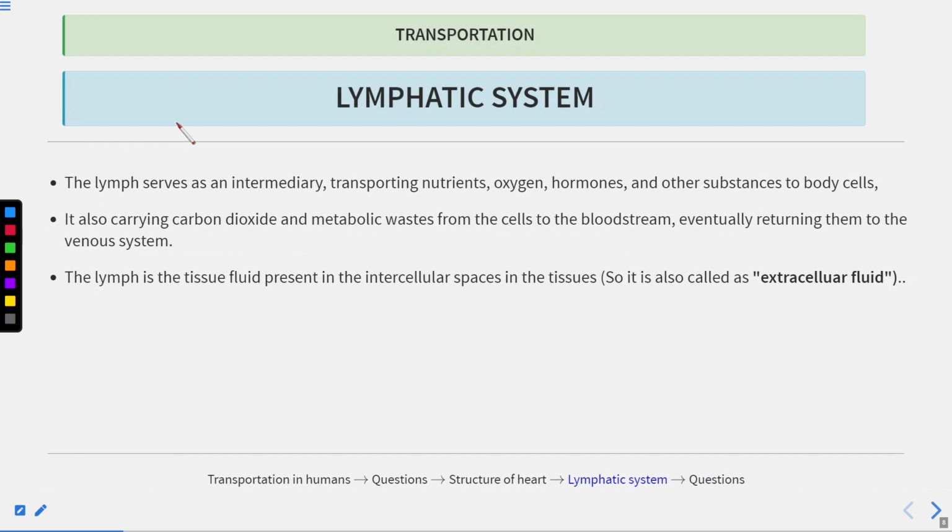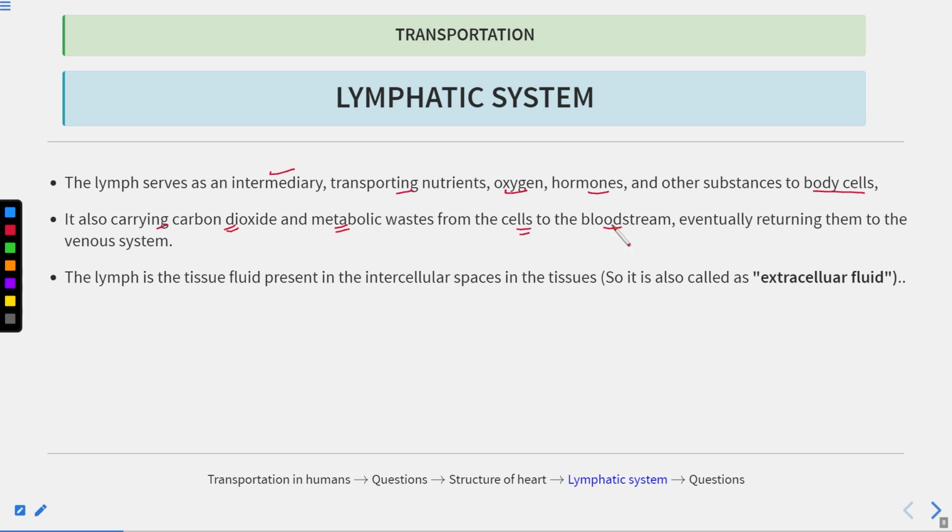So I've told you it acts as the intermediary. Lymph serves as an intermediary, transporting nutrients, oxygen, hormones, and other substances to the body cells. So it is a middleman between the blood and the organs. What are the other functions? It also carries carbon dioxide and metabolic waste from the cell to the bloodstream.